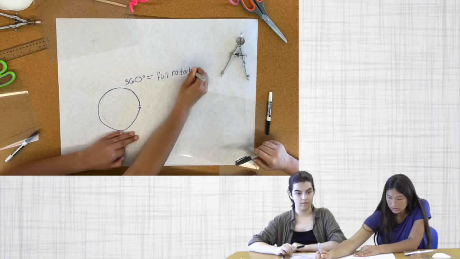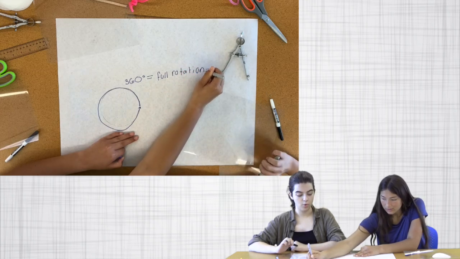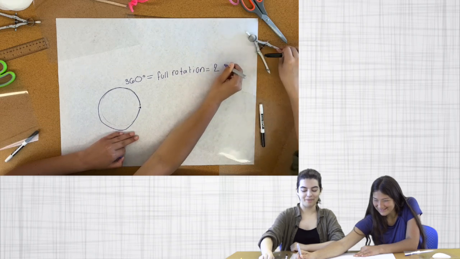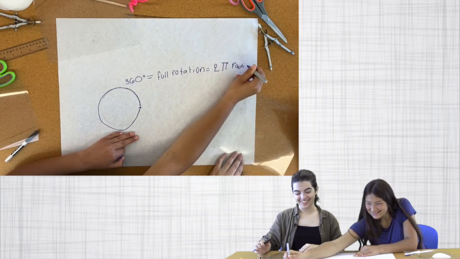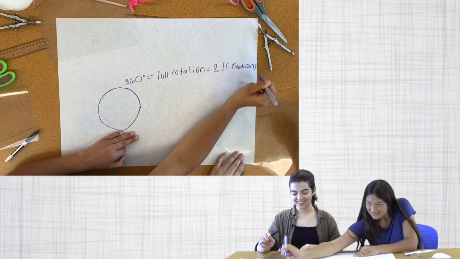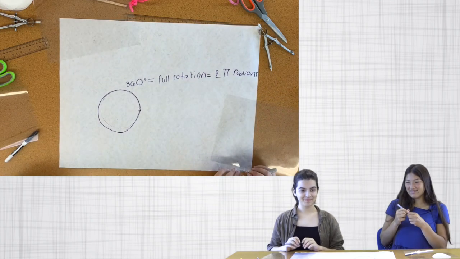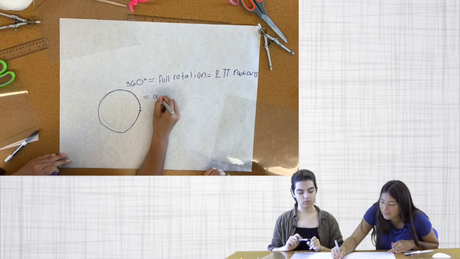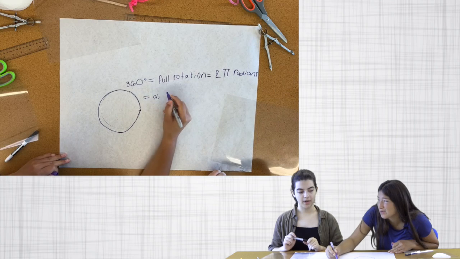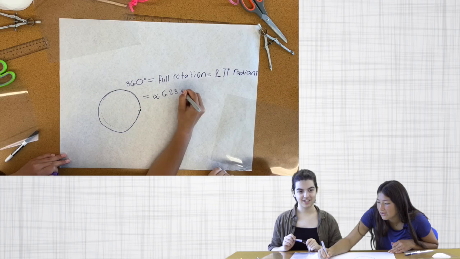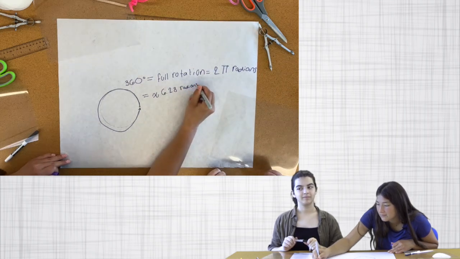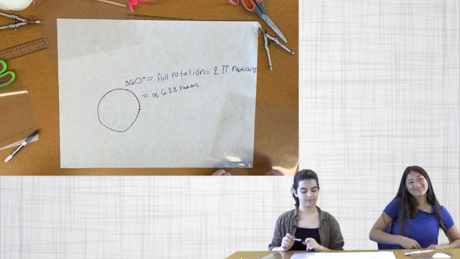And what would that be in radians? 2 pi radians, all the way across the paper. And if we were going to do an approximation, what would it be? Equals about 6.28 radians. Okay, there we go. That makes sense.